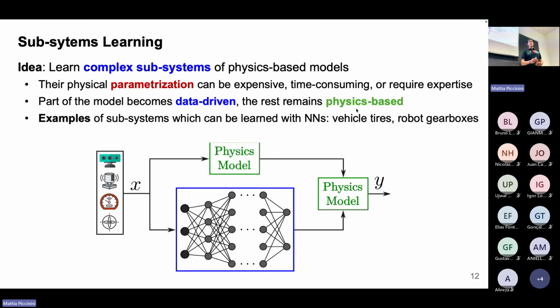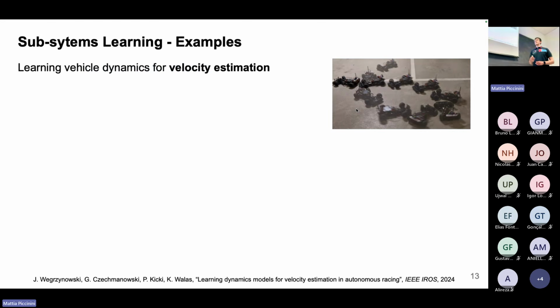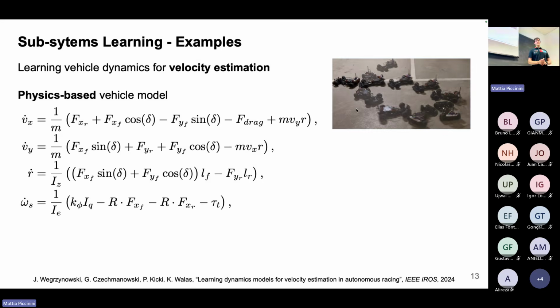But again, the rest of the robot manipulator is maybe easier to model from Lagrangian or Newtonian approaches. And I want to give you just an example, again, in the context of vehicles, velocity estimation. So here they wanted to learn the dynamics of a vehicle, again, starting from a physics-based model, 4 states. Basically, the states are the longitudinal velocity, Vx, lateral velocity. These are Newton equations, very simple. The yaw rate R, this is the Euler equation for the rotation. And then the omega s, which was the engine speed, I think.